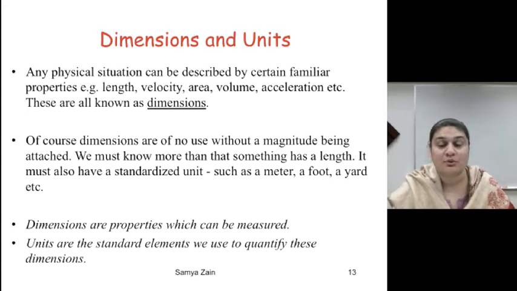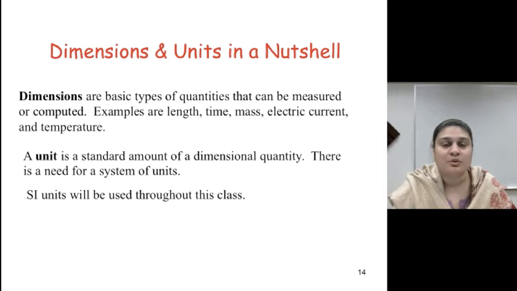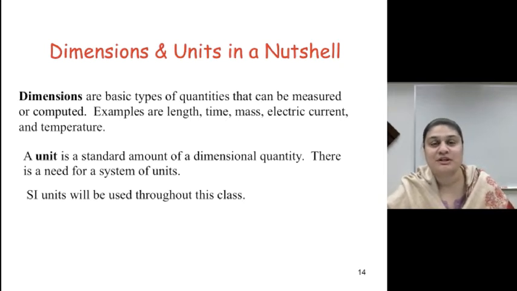We must know more than that something has a length. It also must have a standardized unit such as a meter, a foot, a yard, etc. attached with it. Dimensions are properties which can be measured. Units are the standard elements we use to quantify these dimensions. So what exactly is the difference between dimensions and units?